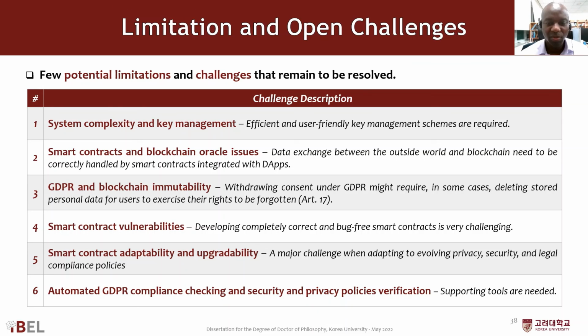In some cases, withdrawing consent under GDPR may require deleting stored data for the user to exercise the right to be forgotten. These are still challenging issues when it comes to blockchain technology due to its immutability nature. Smart contract vulnerability is also a big issue that needs to be regarded. Smart contract adaptability and applicability also need further research. Finally, we need some method to automate the GDPR compliance checking and security and privacy policy verification.